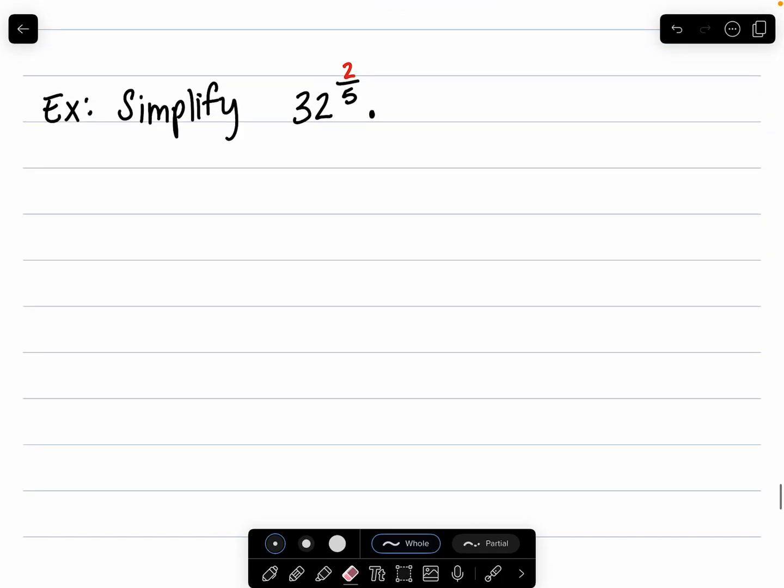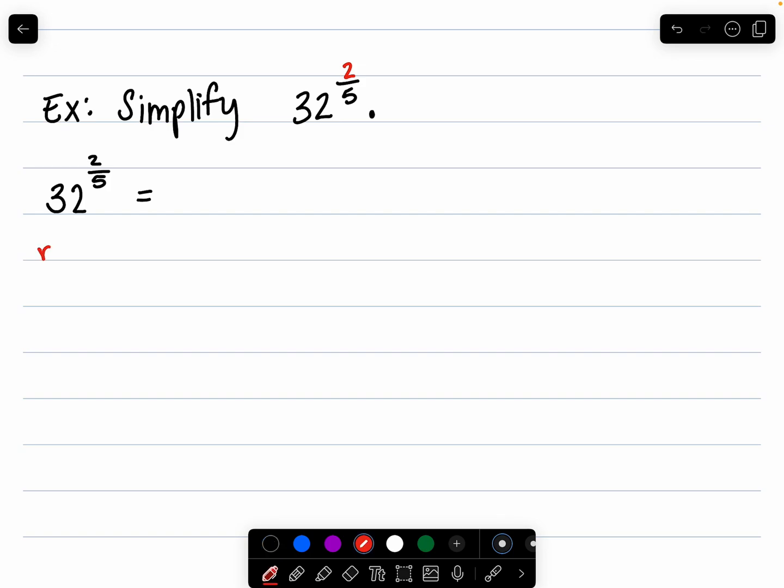Okay, how do I simplify 32 to the power of 2 over 5? So, first things first, let's write it again. Okay, there's a reason why it's in red too, I just wanted to write it in red. Here, first things first, let's rewrite it into radical form.